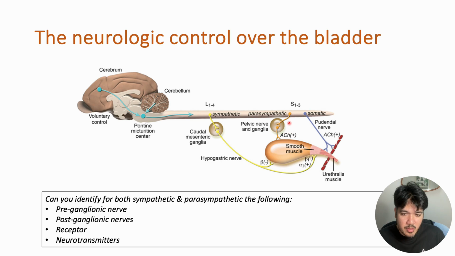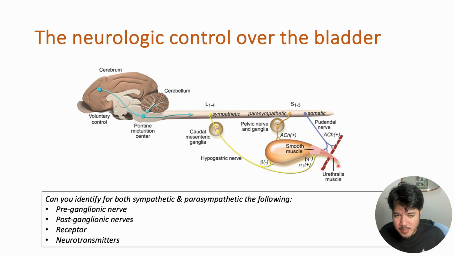Same thing with your parasympathetic region. You have your preganglionic fiber, your ganglion here, your postganglionic fiber, and obviously when you synapse over this region here, you're going to have your receptor and your neurotransmitter. We focus a little bit more now on the somatic region, and like we talked about, based on that schematic, it's a single motor fiber without a pre and postganglionic fiber. So you have a direct motor fiber that synapses here onto your urethralis muscle.